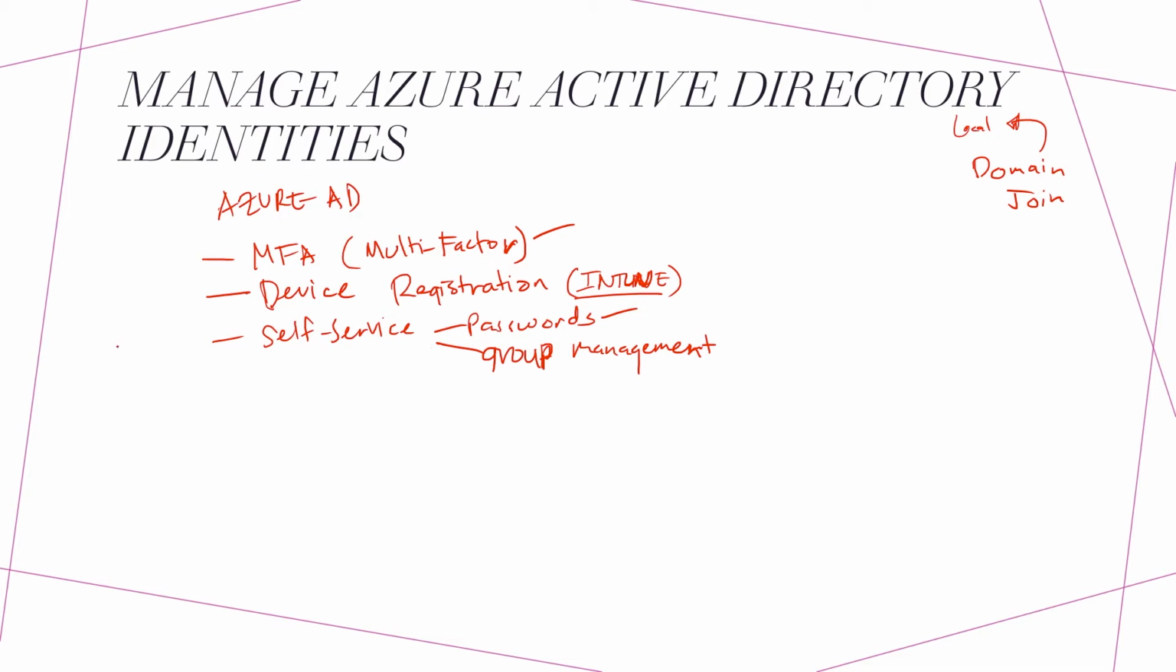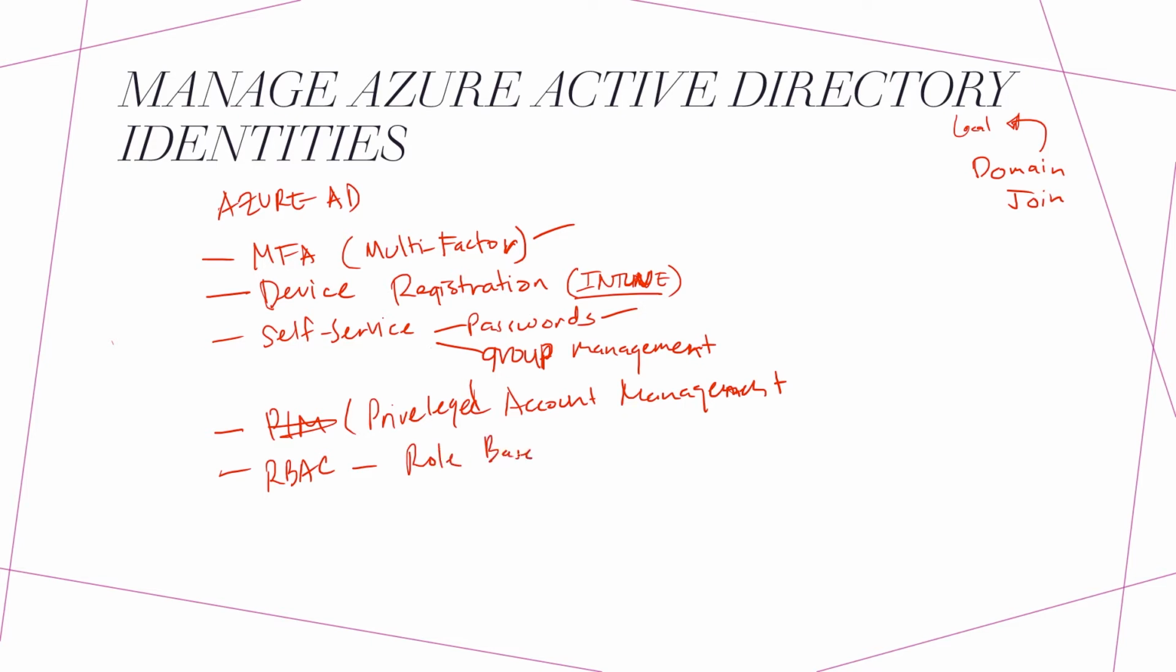In Azure AD, there's also PIM, which is a privilege... No, that's not PIM actually. Privilege account management. So it's more like your admin roles, but a bit more granular and a bit more specific. You can also do RBAC, so that's role-based access control. We will be tackling these topics later on.